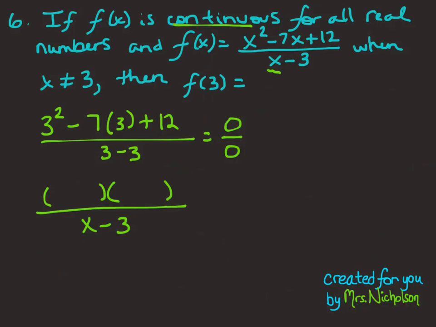My denominator can't be factored. I'm going to go ahead and write it down. In the numerator, I'm going to have x and x, 4 and 3, and both of them are negative. Now I can cancel out x minus 3 from the top and the bottom, and I'm left with x minus 4.